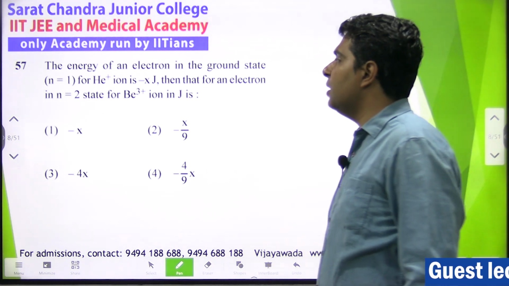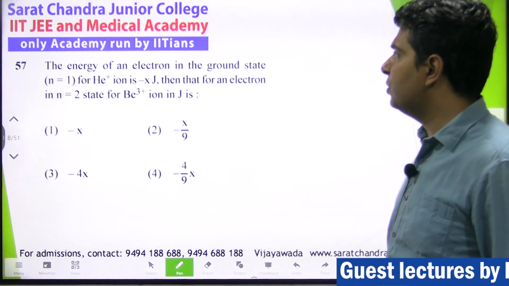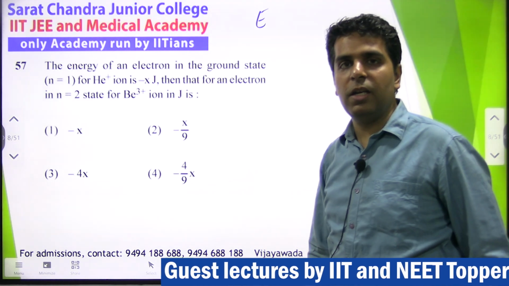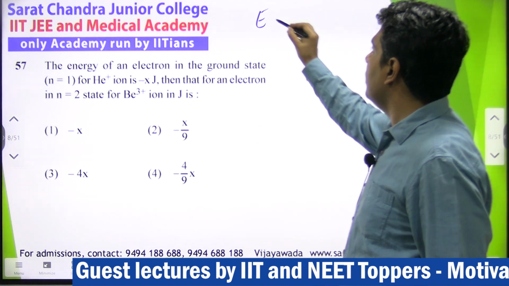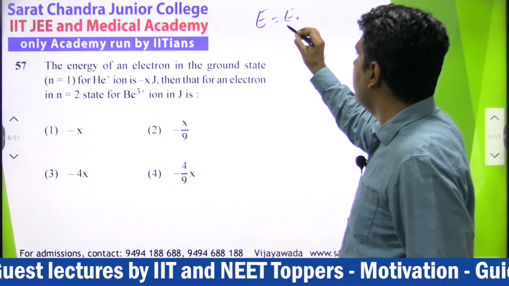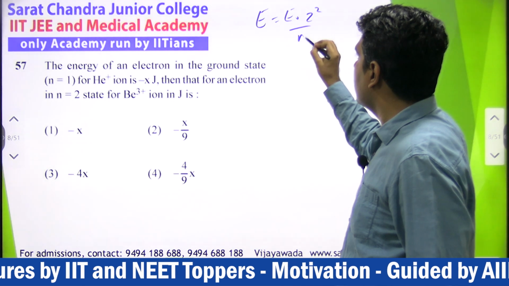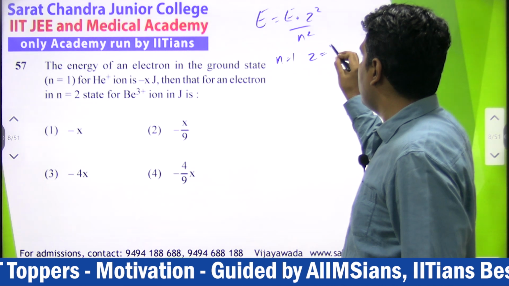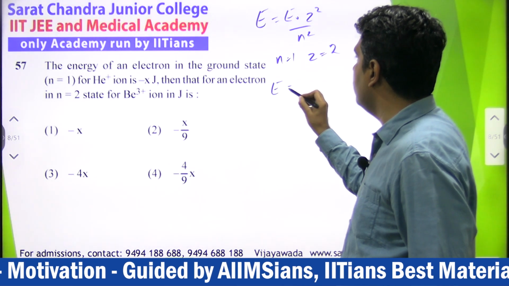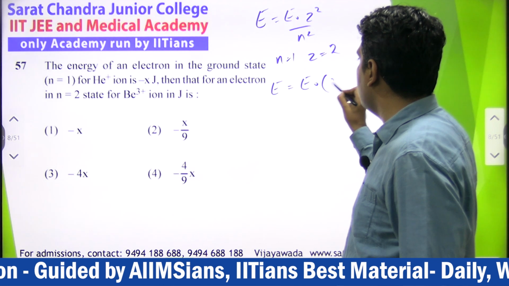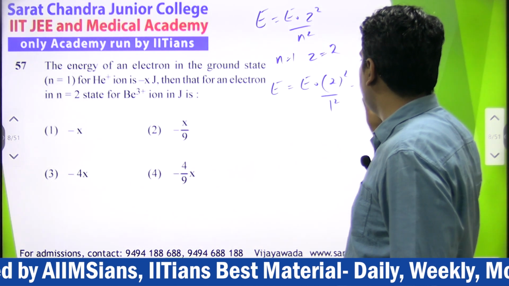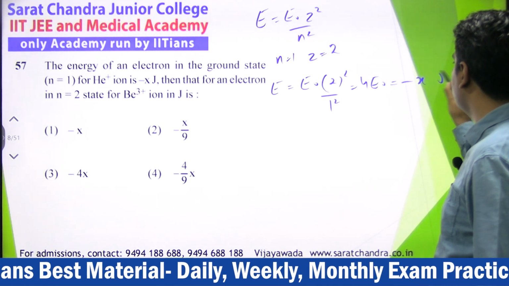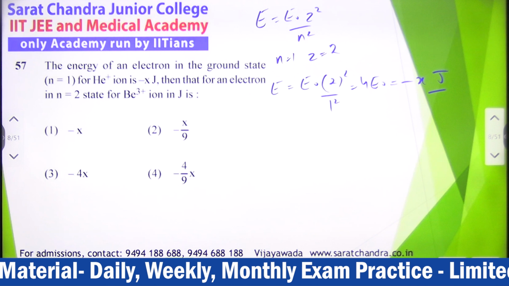Next question. The energy of electron in the ground state of helium ion is x joules. So we can use the Bohr atomic model because this is a single electron species, helium plus ion. So E is equal to E naught Z square by N square. Ground state means N is equal to 1, and helium ion, so atomic number is 2. So E will be equal to E naught into 2 square by 1 square, that is 4 E naught. So the value of 4 E naught is given to be minus x joules. That is given in the question.